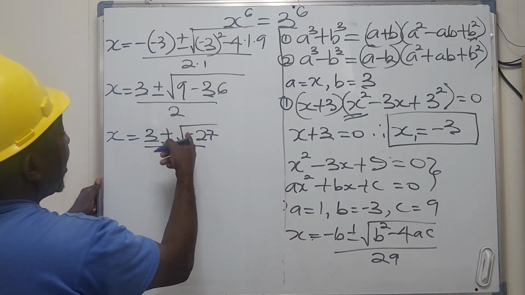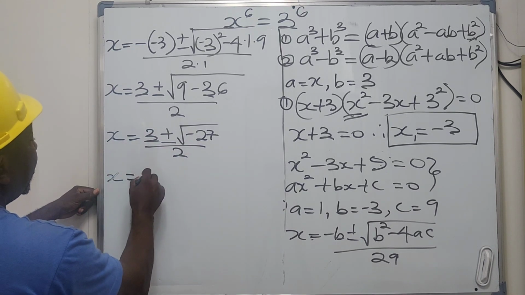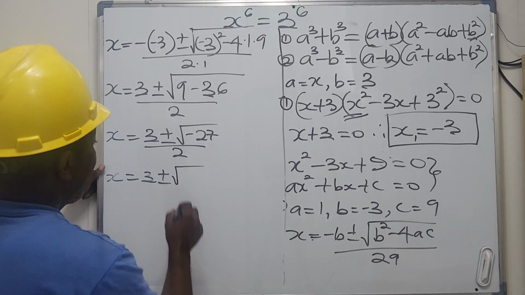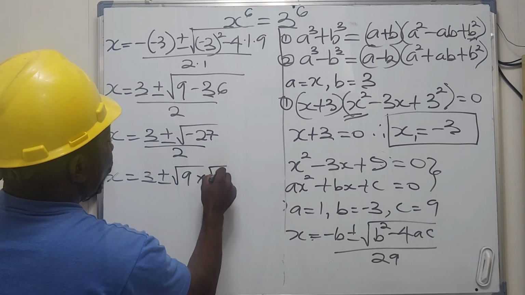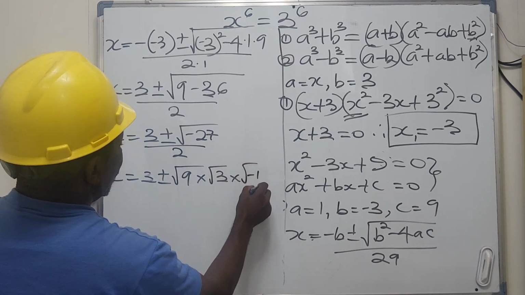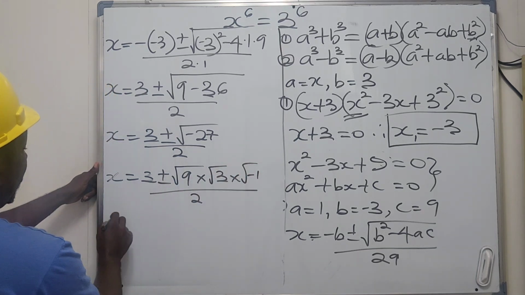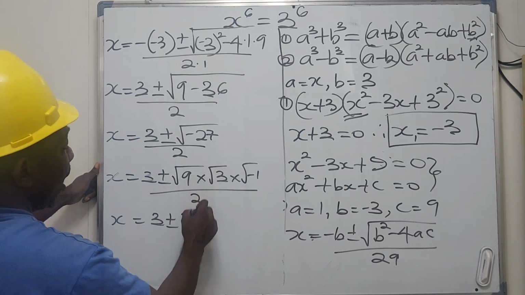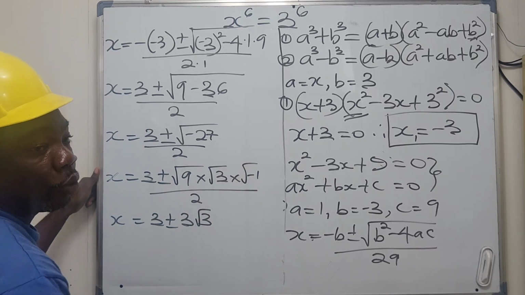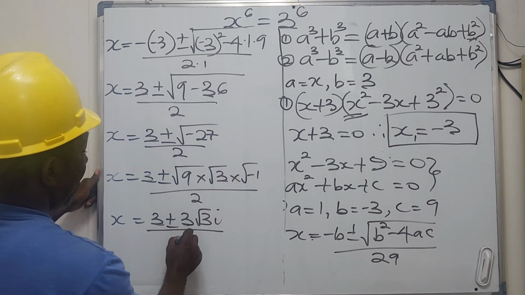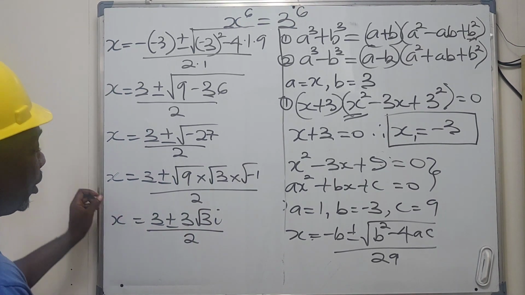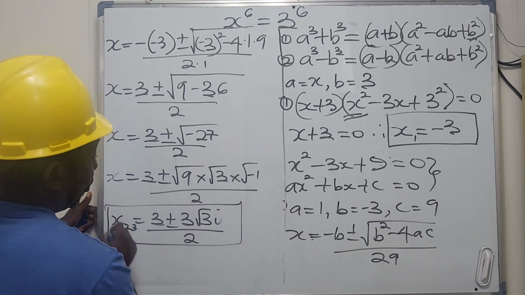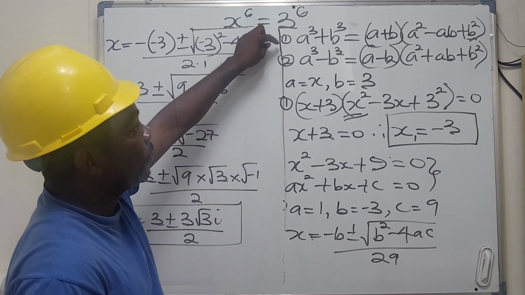So in this case, we can rewrite this as x equals 3 plus or minus the square root of minus 27, which can be written as the square root of 9 times the square root of 3 times the square root of minus 1, all over 2. So here x becomes 3 plus or minus the square root of 9, which is 3. So we have here root 3, and the square root of minus 1 is iota, which is i, all over 2. So we have two solutions from here, x2 and x3. These are the two solutions that we have for this first equation.